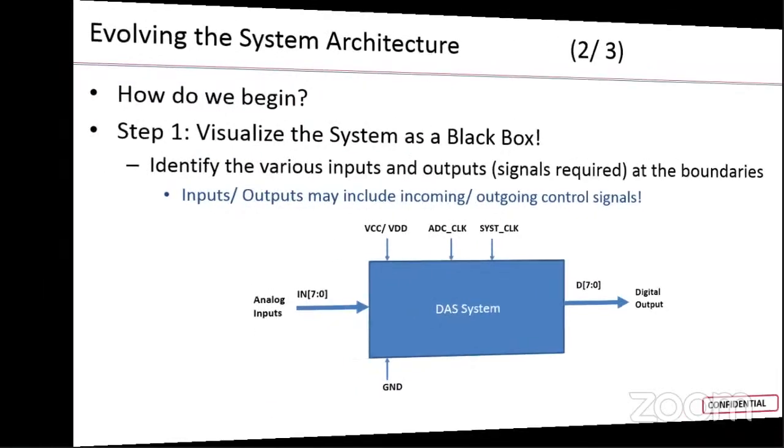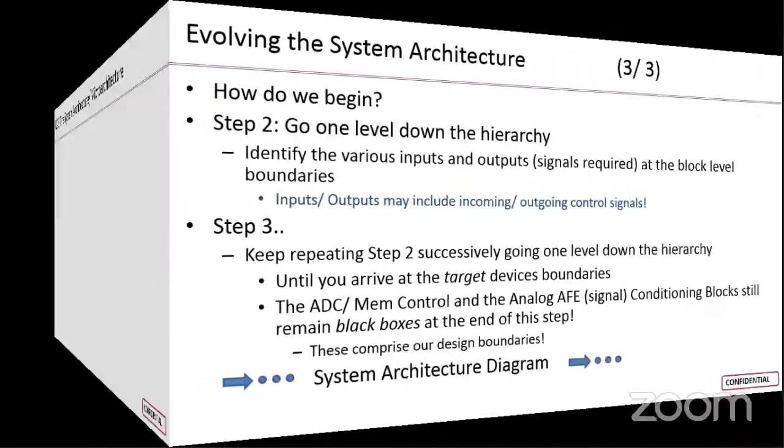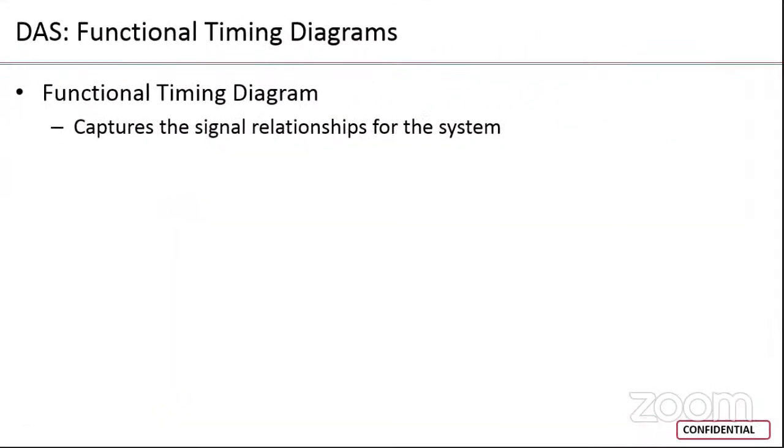Then we go one level down and identify various inputs and outputs at the block level boundaries. This may also include incoming or outgoing signals, or incoming or outgoing control signals, etc. I keep repeating this step until I arrive at the target devices that are required. Finally, once I achieve this structure, I come to the overall system diagram.